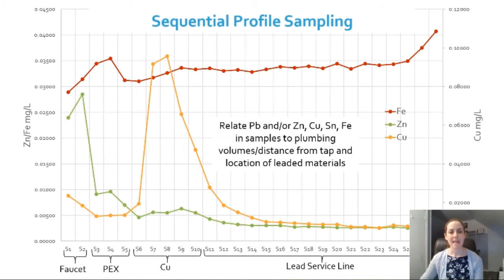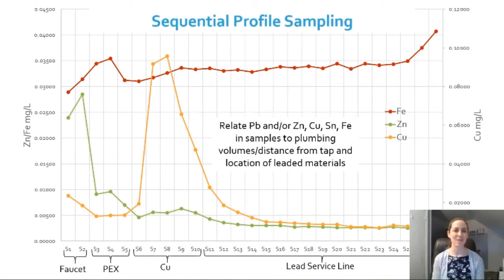And then iron maintains a steady state and then increases as we get to the water main. In this particular system, there was an iron water main that we were taking samples out to, and this increase in iron shows that we were getting into that water main. But using different metals can be helpful to figure out whether or not you mapped the plumbing appropriately.